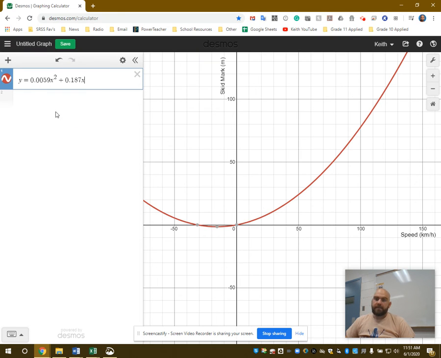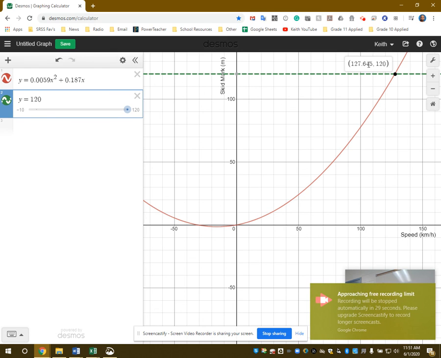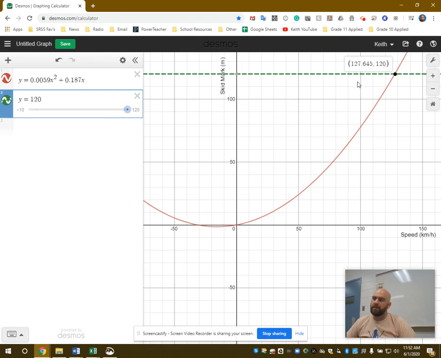Now, the question states that he has skid marks that were 120 meters long. Now, 120 would be skid mark here. So we're going to say that y is equal to 120. And I'm going to make this a dashed line, and green is good. And this is where it goes there. So when the skid mark's 120, the x represents the speed. Now, was he speeding? You bet he was doing 127.645 kilometers per hour. And we are going to do the remainder of this on the next video.